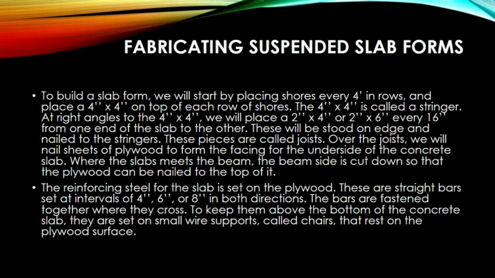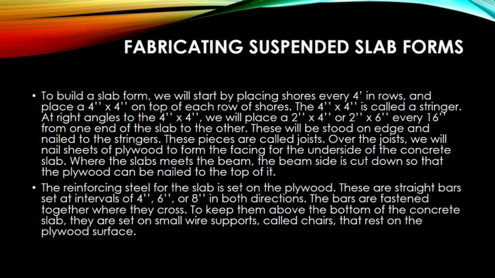Fabricating suspended slab forms. To build a slab form, we will start by placing shores every 4 feet in rows and place a 4-inch by 4-inch on top of each row of shores. The 4-inch by 4-inch is called a stringer. At right angles to the 4-inch by 4-inch, we will place a 2-inch by 4-inch or 2-inch by 6-inch every 16 inches from one end of the slab to the other. This will be stood on edge and nailed to the stringers. These pieces are called joists. Over the joists, we will nail sheets of plywood to form the facing for the underside of the concrete slab.